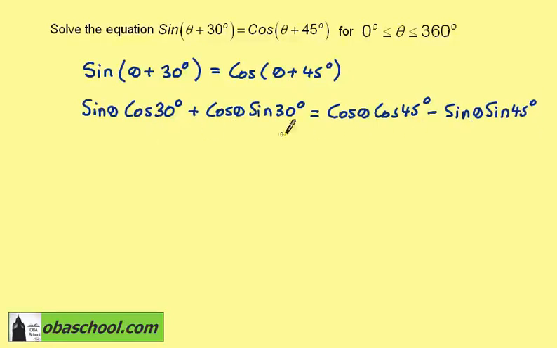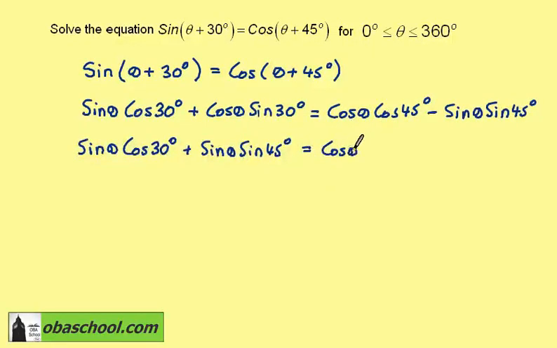We want to get all the sin thetas on one side and the cos thetas on the other. If we add sin theta sin 45 to both sides, we get sin theta cos 30 plus sin theta sin 45, and at the same time if we subtract the cos theta sin 30 from both sides, we get cos theta cos 45, which is already on the right, take away the cos theta sin 30.